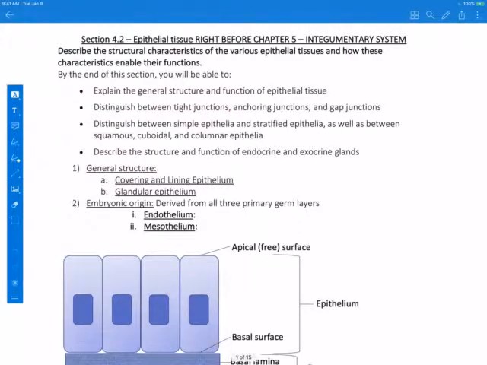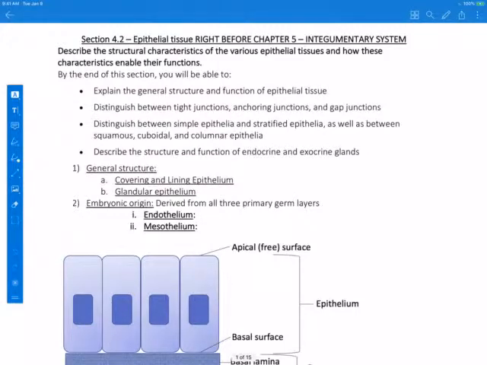So there are two specific types of epithelium that I want to mention. One of them is endothelium. Endothelium is epithelium that lines lymphatic vessels and the cardiovascular system, including the inside chambers of the heart as well as the blood vessels. That's all made up of endothelium. Mesothelium is epithelium that forms those double-layered serous membranes.